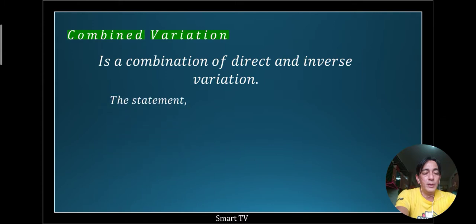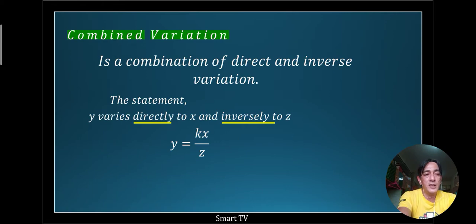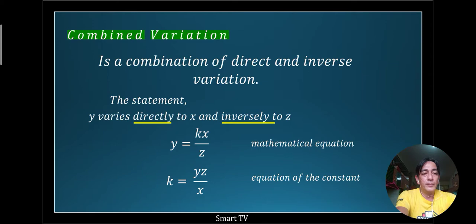Okay, so ang mathematical statement, the statement y varies directly to x and inversely to z means, makikita nyo, combine siya, isang directly, yung isa inversely. Mathematical equation yan will be y equals k times x over z. And the equation of the constant, k is equal to yz over x. Okay, so yan ang ating equation of the constant.